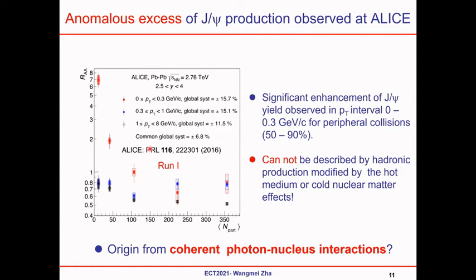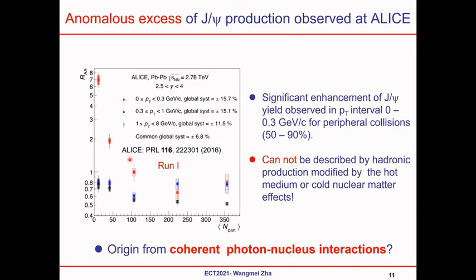So the story starts from the ALICE measurement in 2016. ALICE made measurements for different pT ranges and also for different centralities. You can find that for the relatively large pT range, for example, pT larger than 0.3, the RAA, the nuclear modification factor, at each centrality is less than 1, which means we have suppression. That is not surprising, right? Because we have screening and also cold nuclear matter effects.